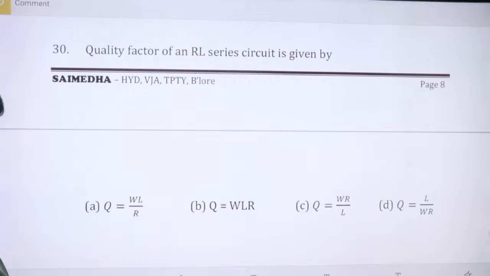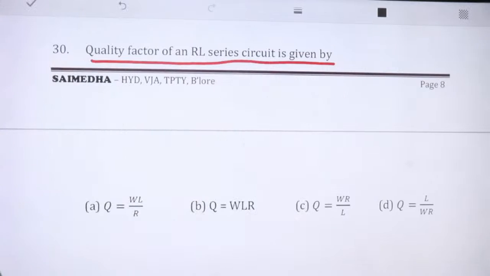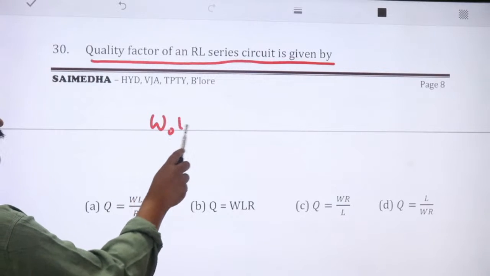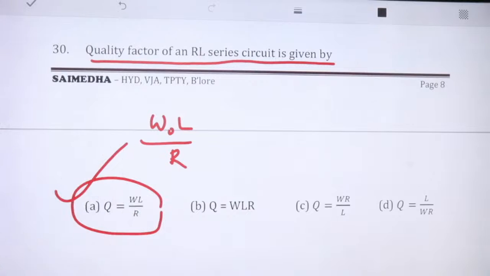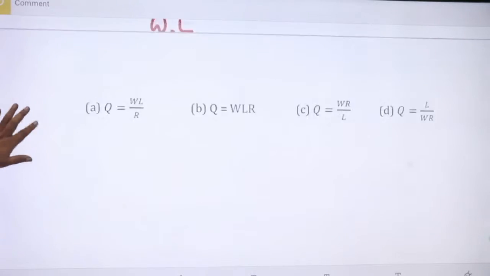The quality factor of an RL circuit is given by omega naught L by R. The quality factor Q is equal to omega naught L by R. Okay, ma? These are the questions available in this schedule. First one.